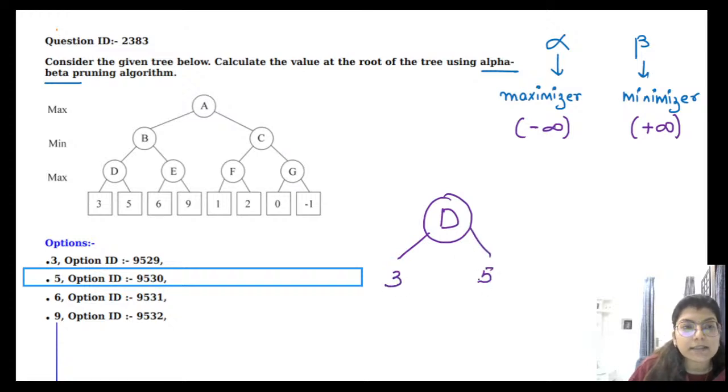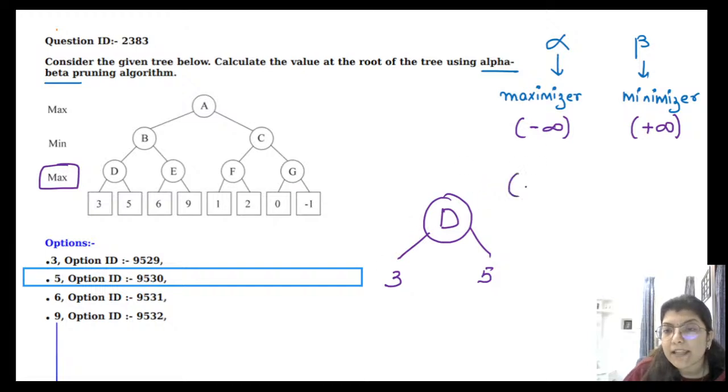At level D, E, F, G we need what? We need the max value. Maximum value we need. So right now what is the value of alpha? The value of alpha is minus infinity and the value of beta is plus infinity. So now we see 3. Now at D we have 3. So what will we do? We have max, meaning we have the maximizer. So we will compare the value of alpha and 3.